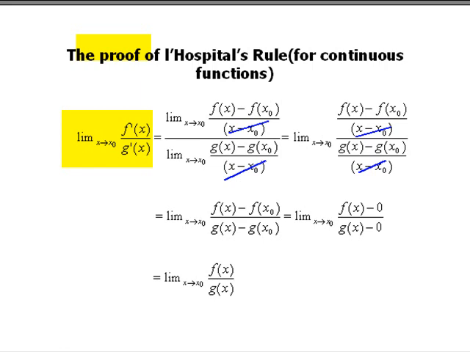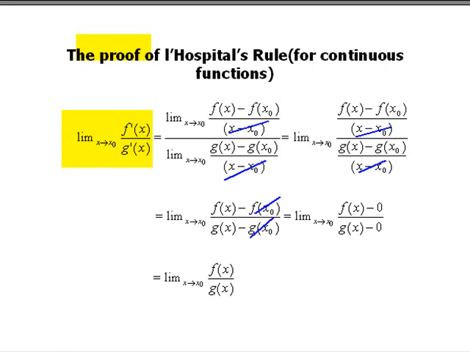Right. So now I have the limit of f at x minus f at x naught, g of x minus g at x naught. But I said that they were both 0 at x naught, so this is 0 and this is 0. I end up with the limit as x goes to x naught of f over g.